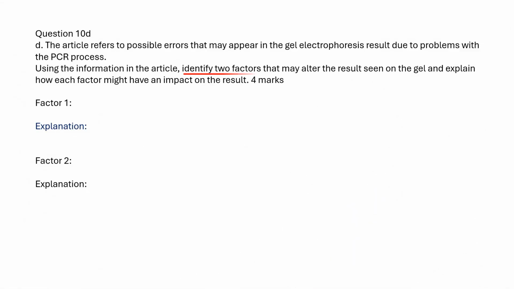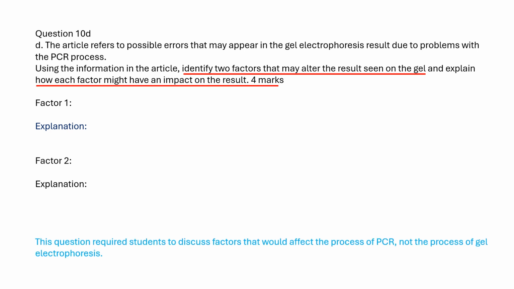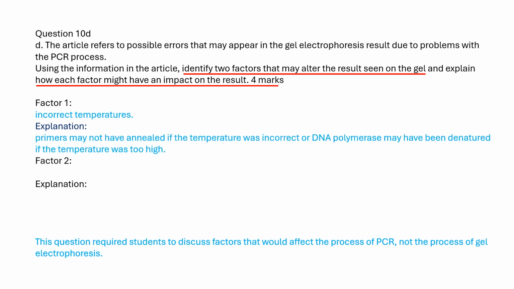Identify 2 factors that may alter the results seen in the gel and explain them. These results are actual PCR results. This question required students to discuss factors that would affect the process of PCR, not the process of gel electrophoresis. Factor 1. Incorrect temperatures. Explanation. Primers may not have annealed if the temperature was incorrect, or DNA polymerase may have been denatured if the temperature was too high. Factor 2.